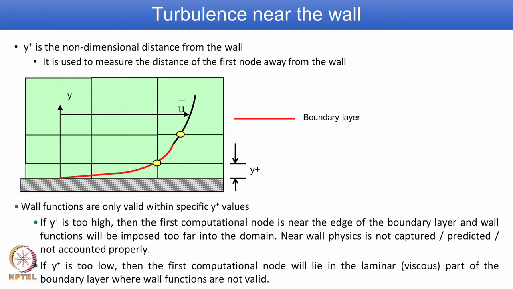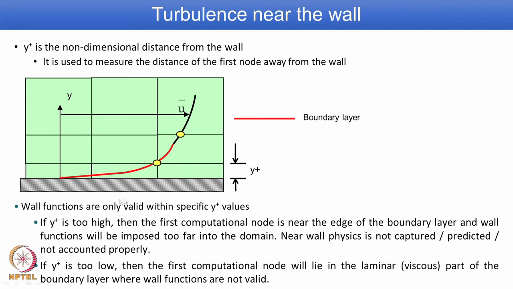Wall functions are only valid within specific y plus values. If y plus is too high, that is, if you happen to have the first point somewhere here instead of here, or if you happen to have the first point a little far away from this point, or very far from the wall, then the first computational node is near the edge of the boundary layer and the wall function will be imposed too far into the domain. Near wall physics is not captured, predicted or accounted for properly.